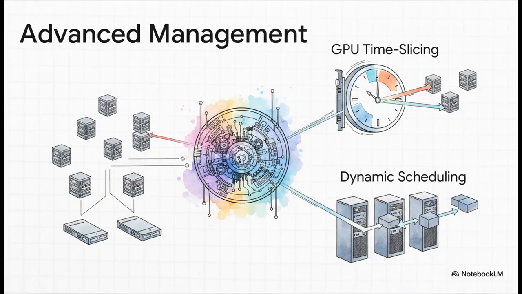And this opens the door to some really sophisticated strategies. Things like oversubscription, where you can actually provision more virtual resources than you physically have, because you know not everyone will be using them at peak all at once. You also get fair GPU time slicing and dynamic scheduling that automatically moves workloads around to make sure your whole cluster is running as efficiently as possible.